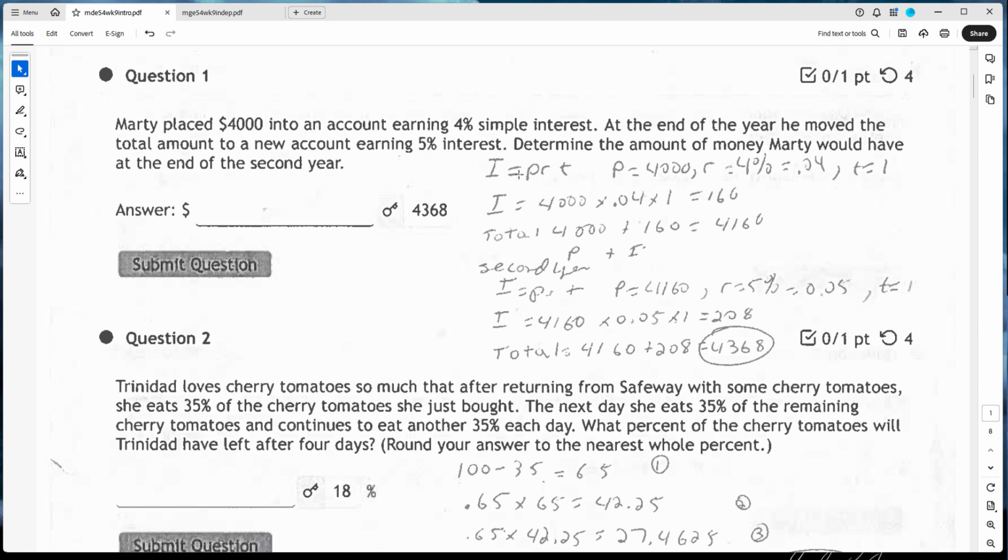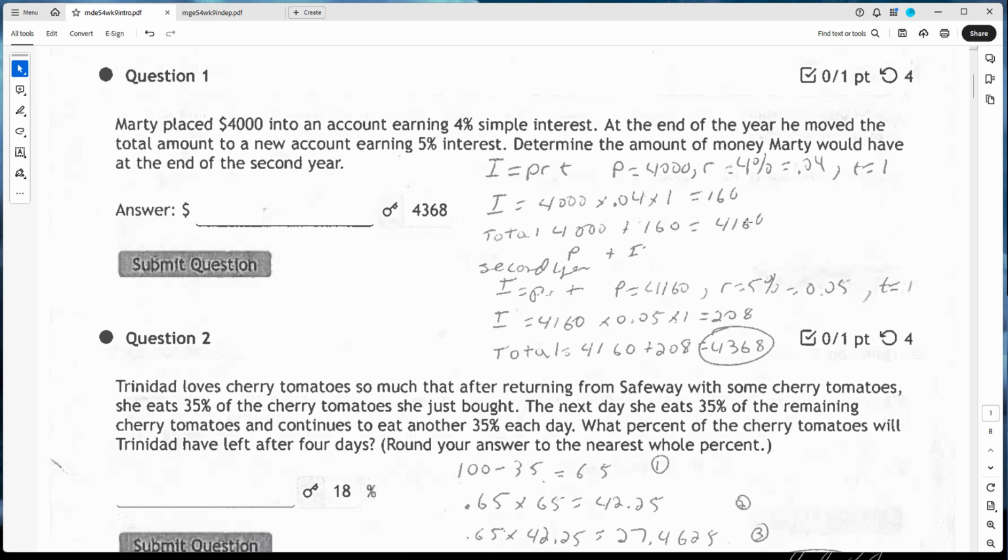So we wrote out our formula, we assign values to the variables in the formula, and then we plug into the formula. And now we have plugged into the formula, we do our computation, we multiply, we end up with $160. So the total at the end of the first year is going to be the principal plus the interest, P plus I. 4,000 plus 160 is $4,160 at the end of the first year.